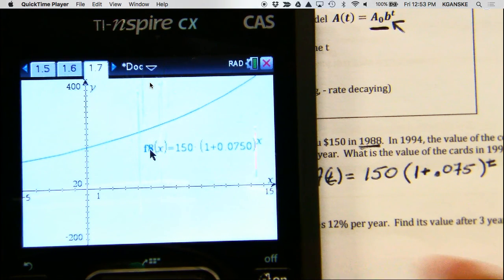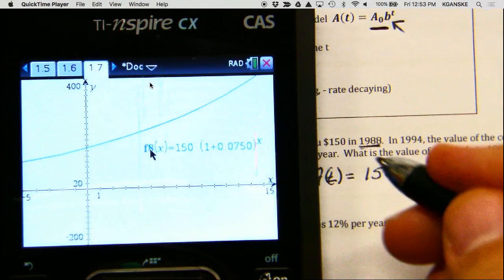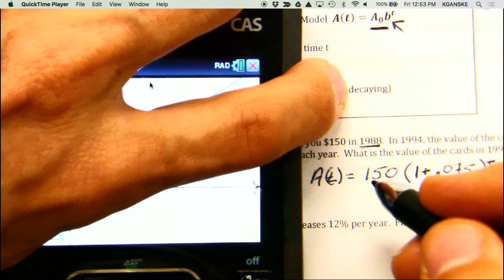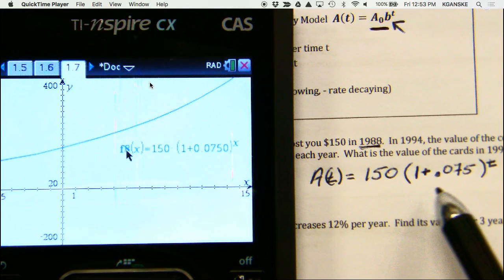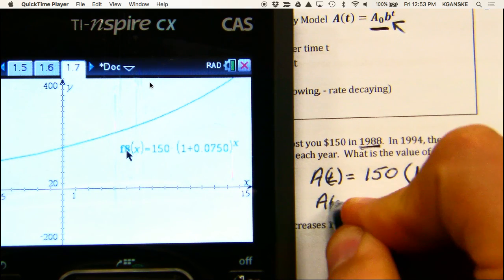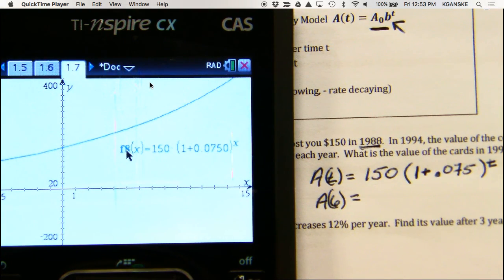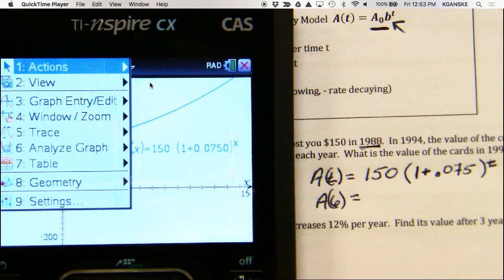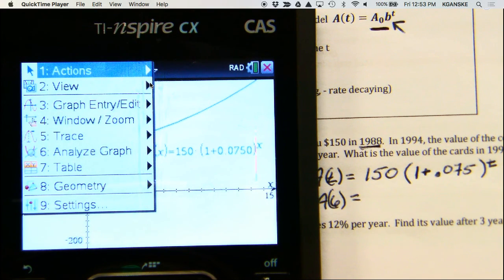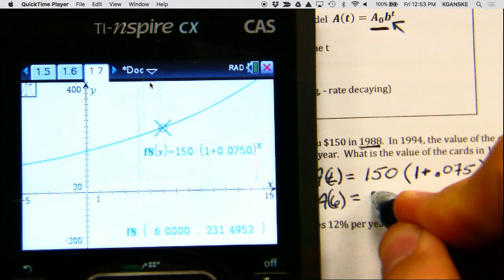So the question they were asking is, in 1994, how many more years is that after 1988? 6. So that's going to be, and this is kind of important, when you go to do a quiz, you need this general equation to start. That's one point. Then this part tells me what's going on, A of 6 is the second point. Okay, so now I'm going to go menu, Trace is probably the best thing to use there. And I'm just going to put 6 in. And that gets me 231.